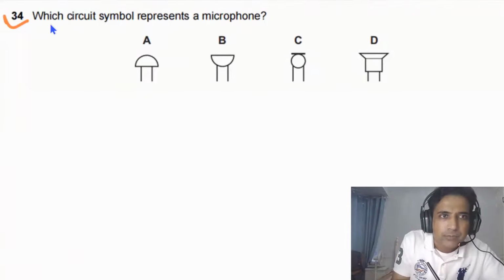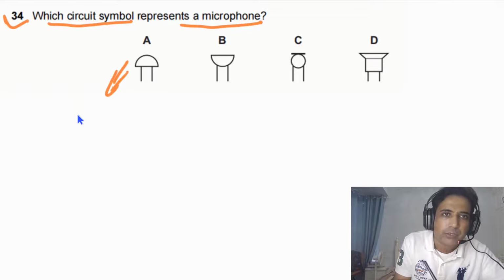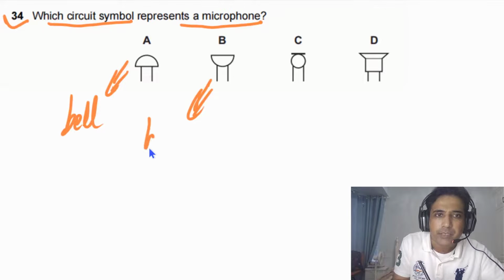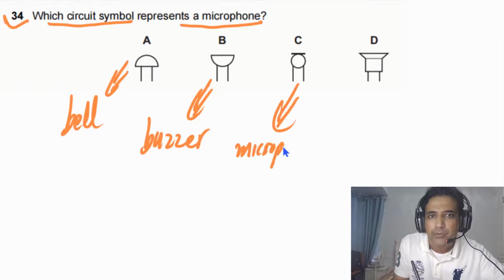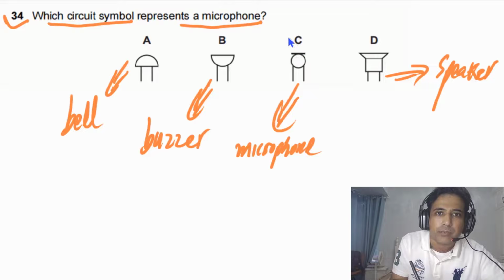Question 34 says, which circuit symbol represents a microphone? If you look at option A, this is representing a bell, and this is representing a buzzer. So this is representing a buzzer, and this is representing a microphone. And this is representing a speaker. For this question, we need to find the circuit symbol for a microphone. So the answer for this question is C.